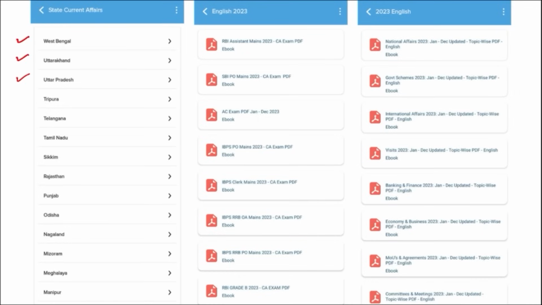Apart from this, we also make sure to cover the topic-wise current affairs such as your national affairs, government schemes, international affairs, banking and finance, economy and businesses, as these are the topics from which the examiner definitely asks the question, and these are covered on the monthly basis.